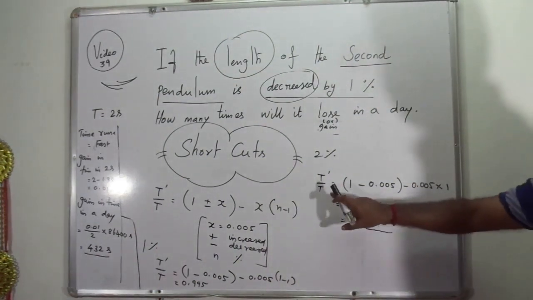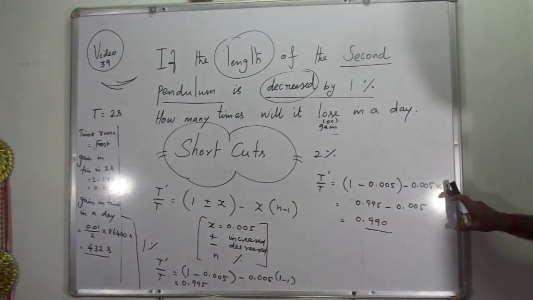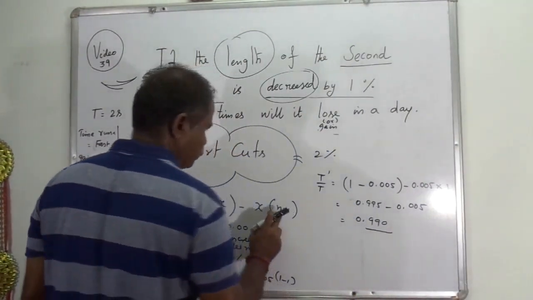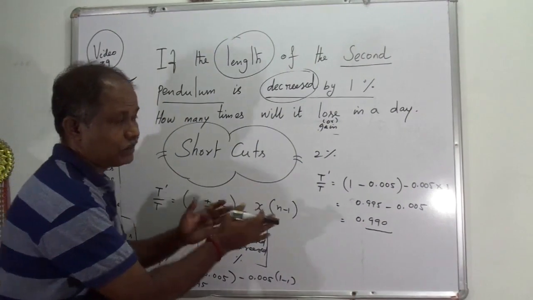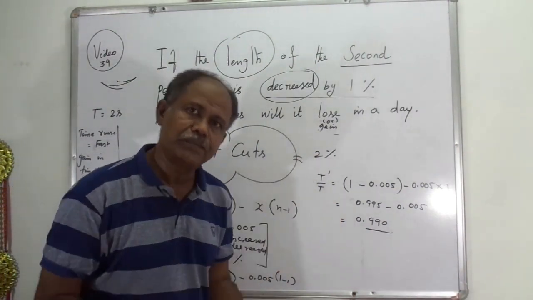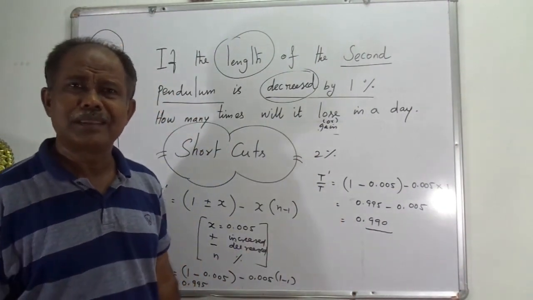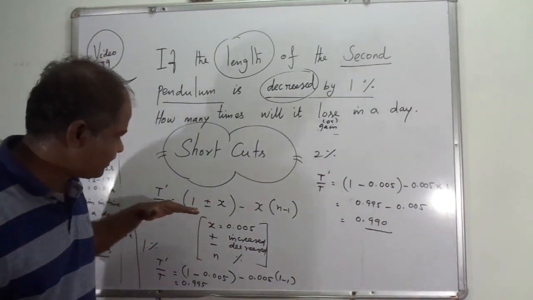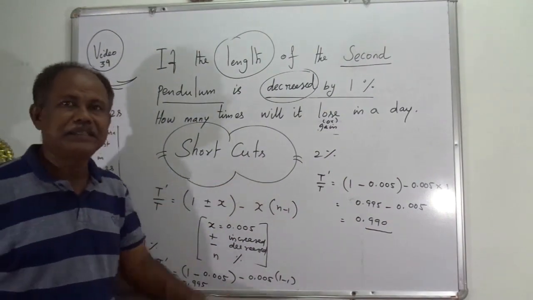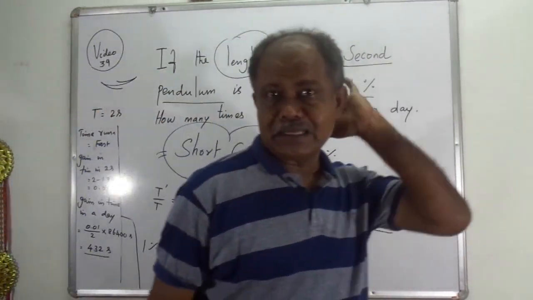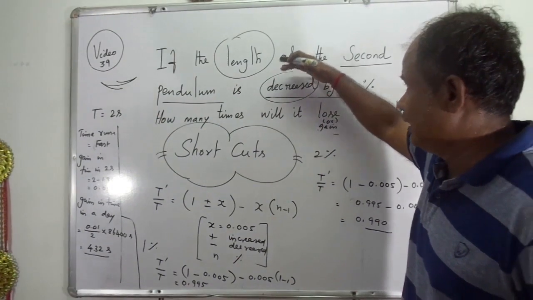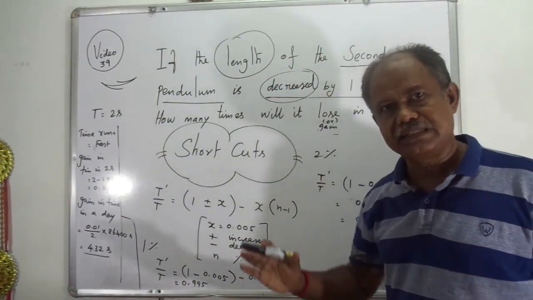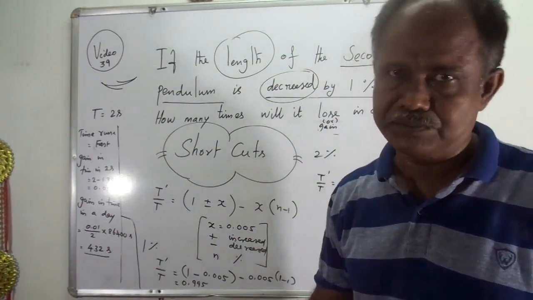If it is 3%, just introduce a 3 here. 3 minus 1 means 2, so 2 into this much. Again you can calculate this for 2%, 3%, 4%, whatever it may be. Okay? Does everybody understand? It's a very simple formula, a very simple technique. You can use it in these calculations, whether the length is decreased or increased, as we discussed in the previous video as well as this video.